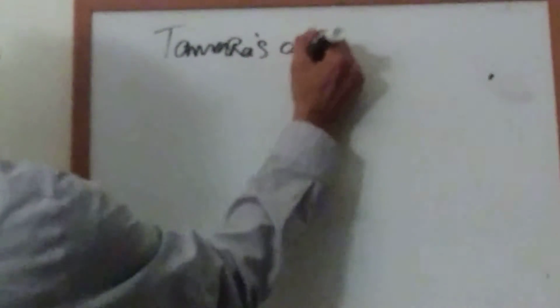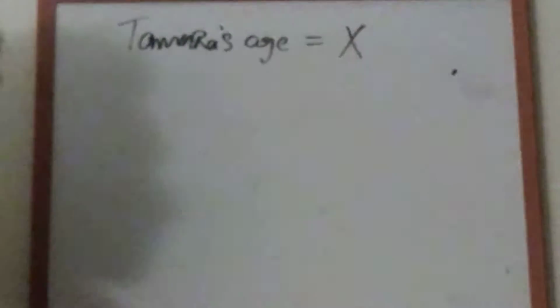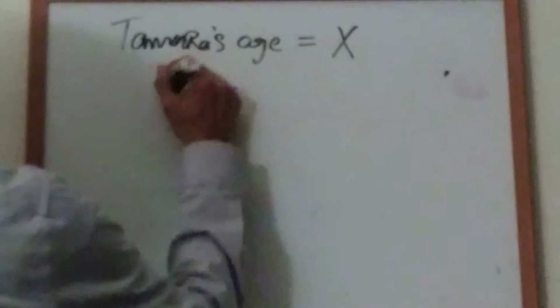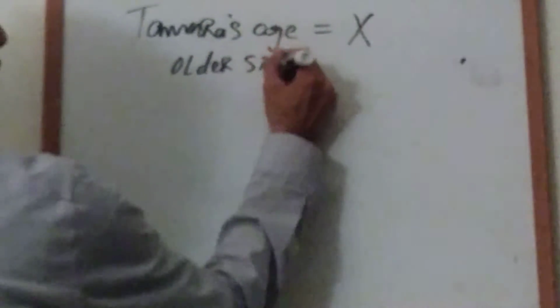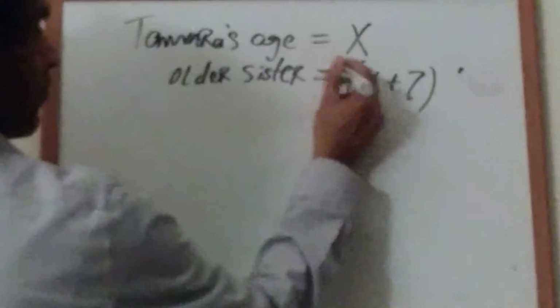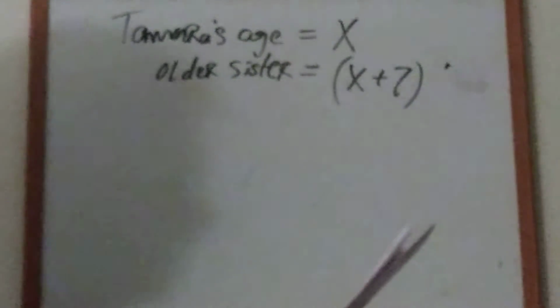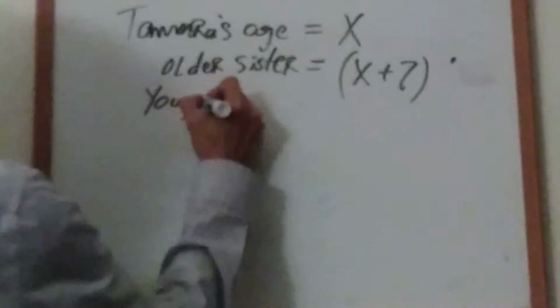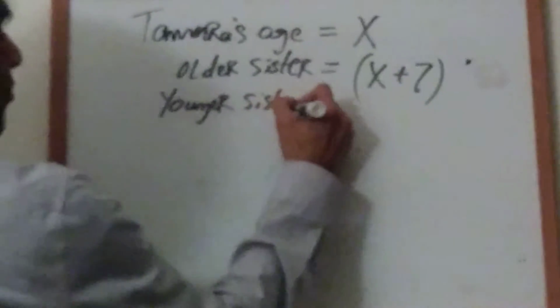Alright, so we begin by letting Tamara's age be equal to x, okay? So her oldest sister will be x plus 7. And of course the youngest sister will be x minus 3. So the younger sister of Tamara is x minus 3.